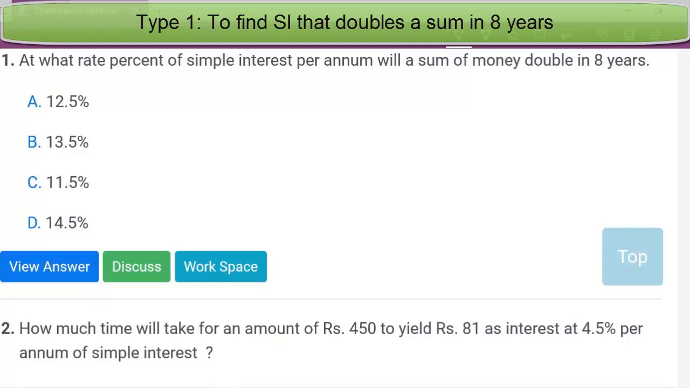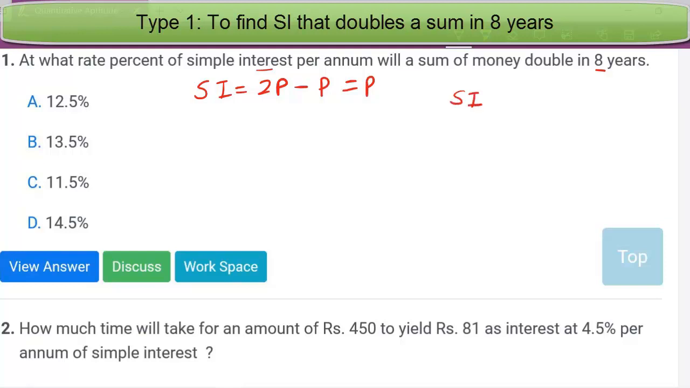The question says, at what rate % of simple interest per annum will a sum of money double in 8 years? So it is given that the sum of the money is doubled, so that means simple interest is equal to the principal, because that becomes double. So if you subtract the principal from the sum, you will get the simple interest, right? So that means we can apply the formula of simple interest.